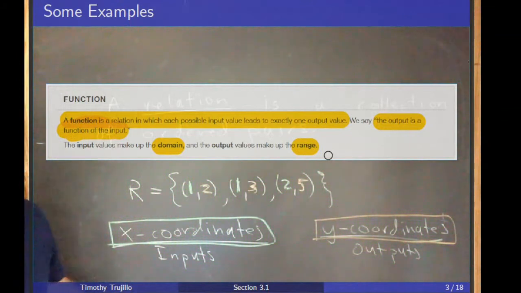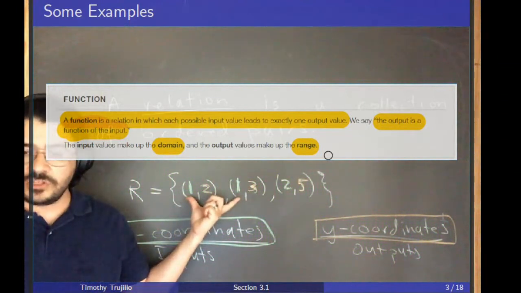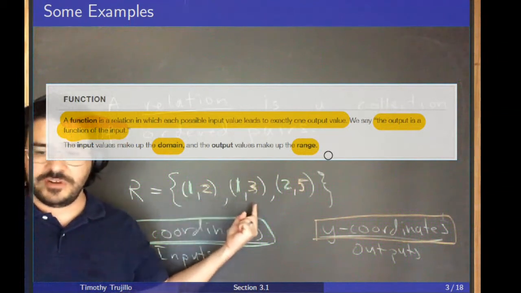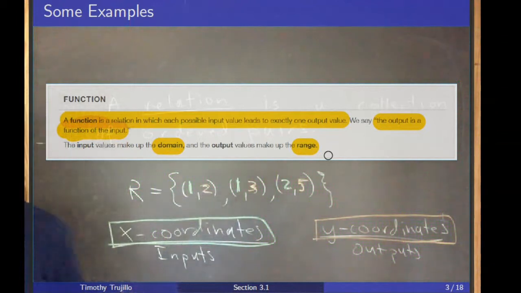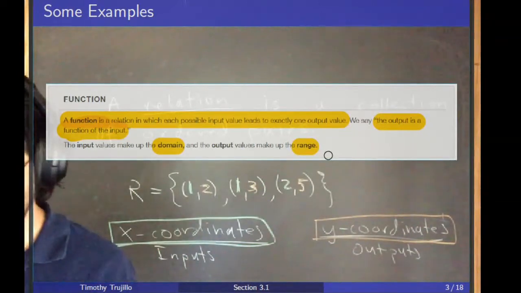And the offender here is this guy here, the 1, right? So in this case, we plugged in 1 and we got 2, but then we plugged in 1 again and we got 3. So we plugged in the same input here and the output was different, okay? So this is not a function, or this is not a relation that we would call a function.